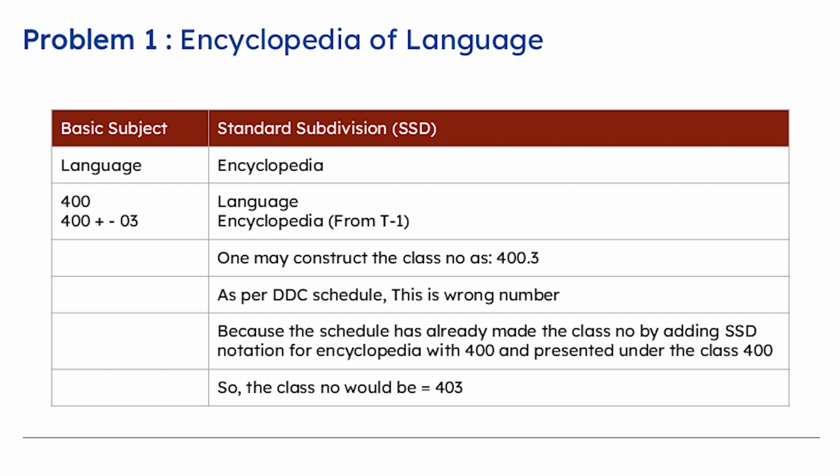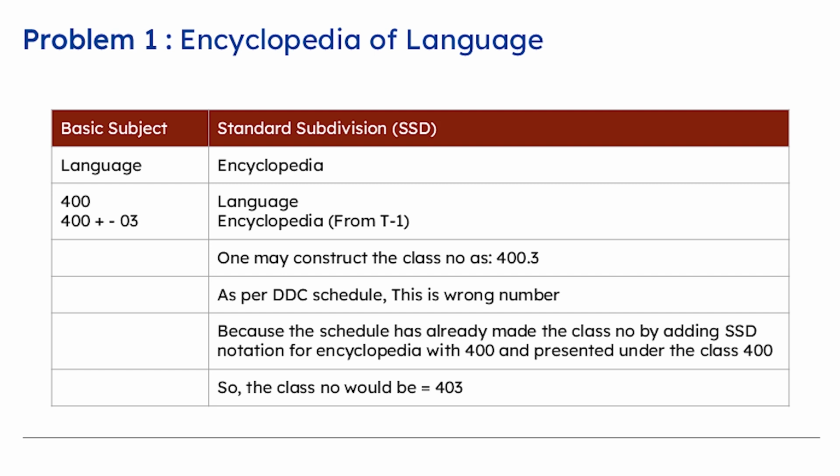Now see, it is language first, so 400 is language. It is explicitly given. We have to open the main schedule and we will see that 400 is language, no doubt. But if a student does not look well, he can simply utilize his mind in such a way that 400 is language and another component is encyclopedia, which can be obtained from Table 1.